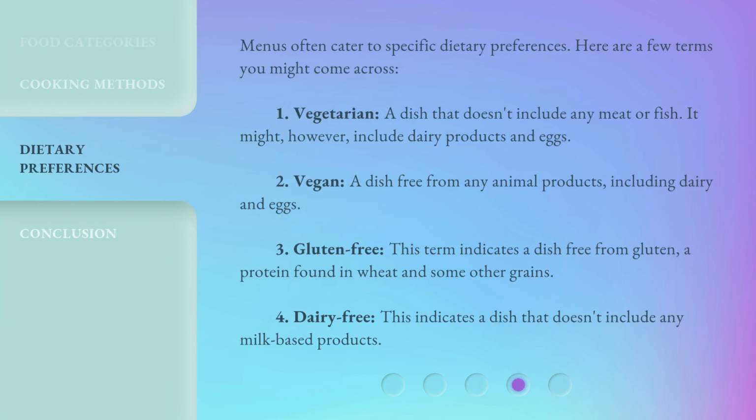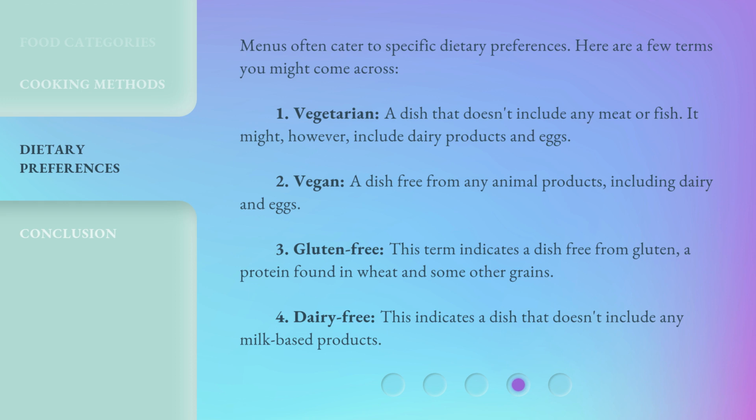Menus often cater to specific dietary preferences. Here are a few terms you might come across. 1. Vegetarian. A dish that doesn't include any meat or fish. It might, however, include dairy products and eggs.